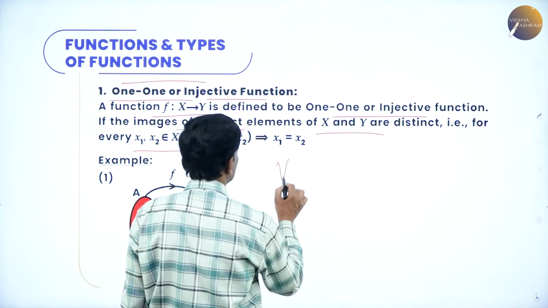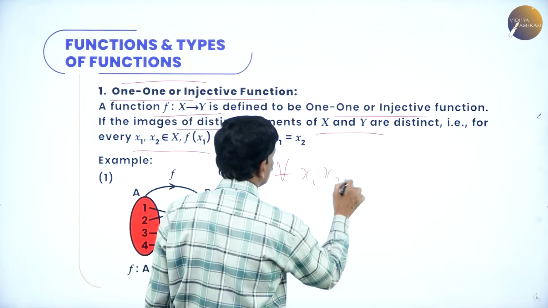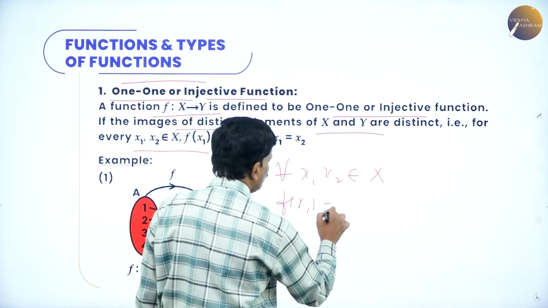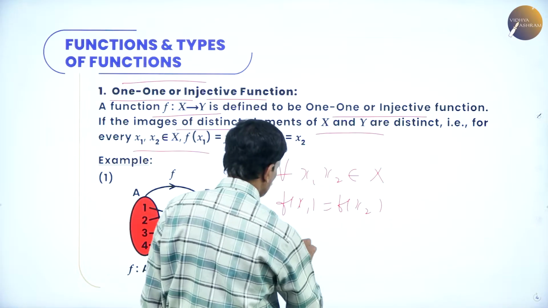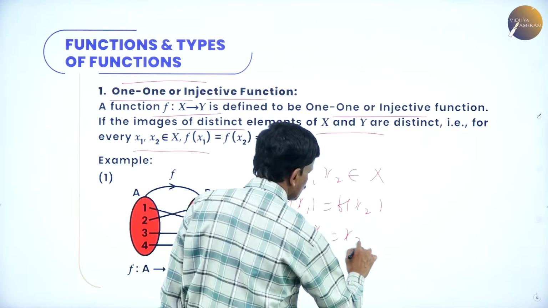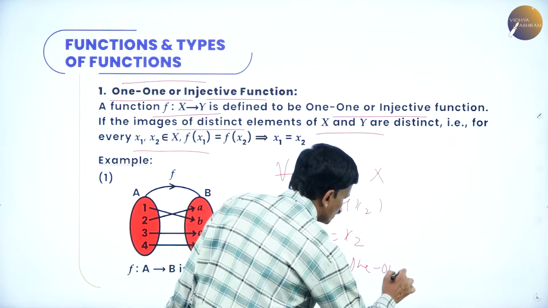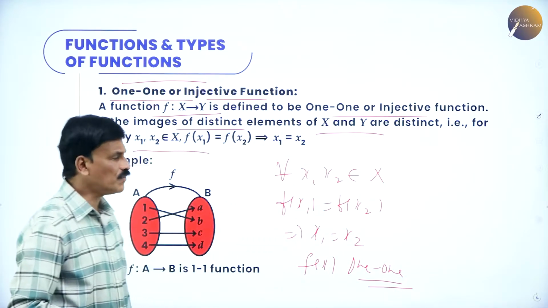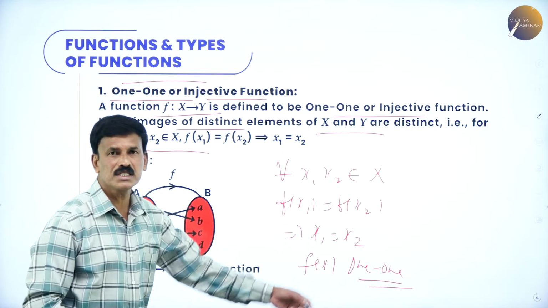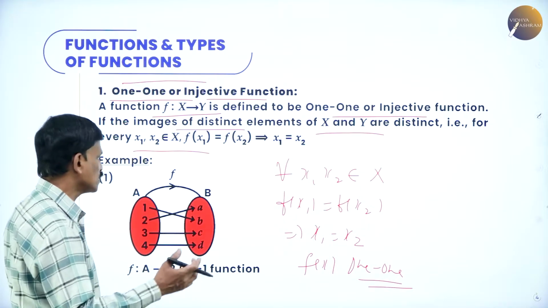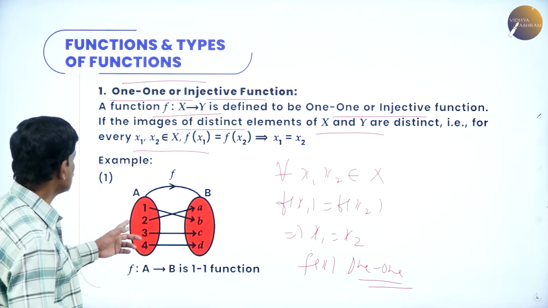If for every x1, x2 belongs to capital X, f of x1 is equal to f of x2 implies x1 is equal to x2, then the function f is said to be one-one. So, f of x1 is equal to f of x2 implies x1 is equal to x2. If you verify this property, then it is called a one-one function. That's enough. Okay.